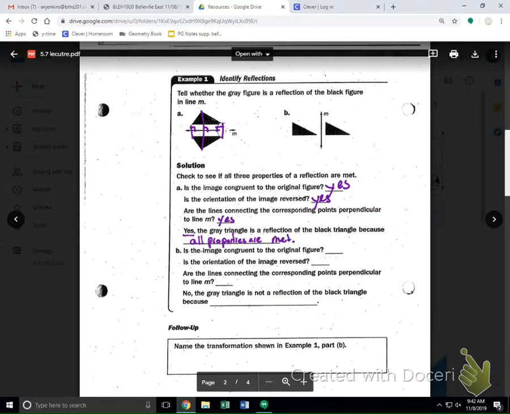Okay, our next one up wants to talk about B. So are the figures congruent? Are they the same size? Yeah. Our second one is, are they reversed? No, they're not. And then the third one is, if you draw lines connecting, is it going to be perpendicular? No. So let's have you take a look up here. Did they form right angles? They did, right? So the answer to that one is yes. But we see, since we did not say yes to all of them, it is not going to be a reflection. So we say no, doesn't meet properties.